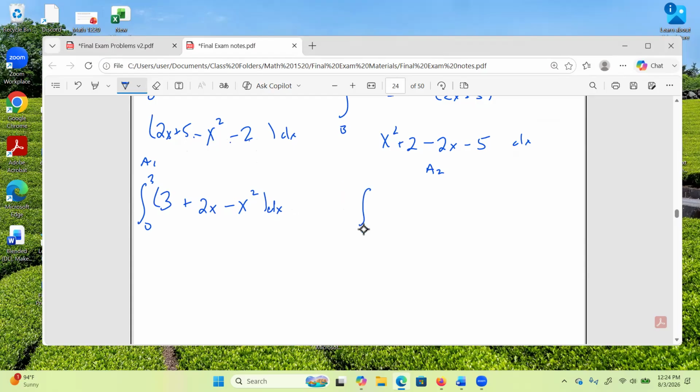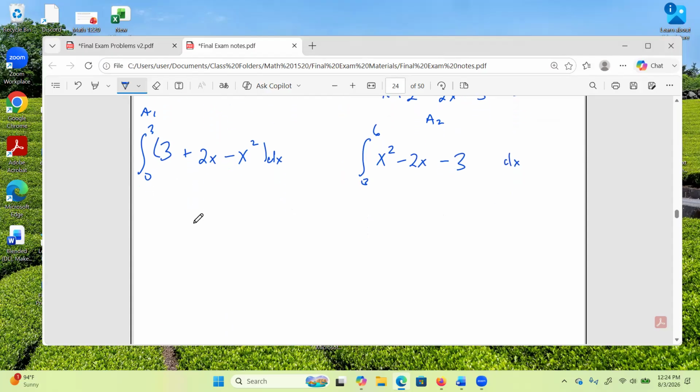The next one, we're going to go from 3 to 6. Here we have an x squared minus 2x, and we have a 2 minus 5, minus 3. And now we're in descending form, the x here. Simple matter. We're just going to integrate both of these integrals, and deal with this.